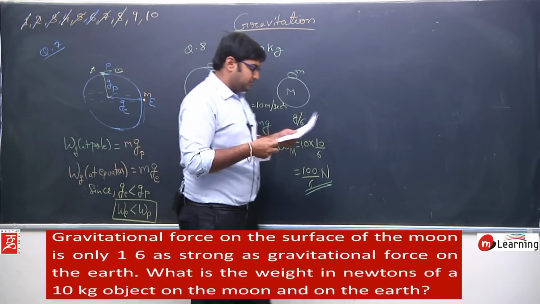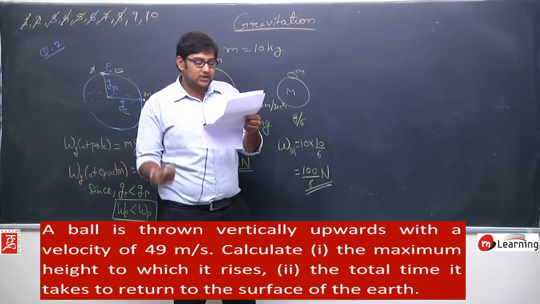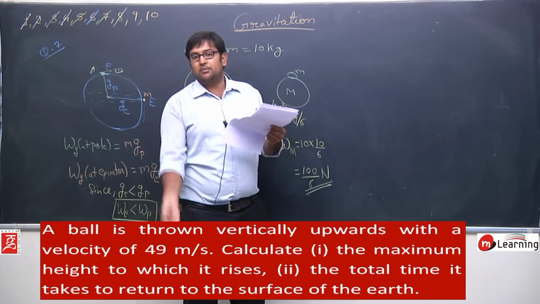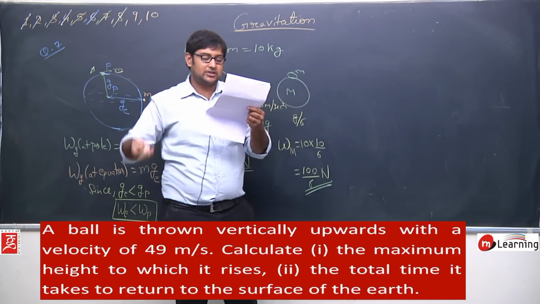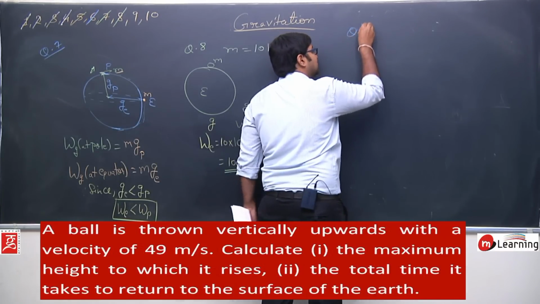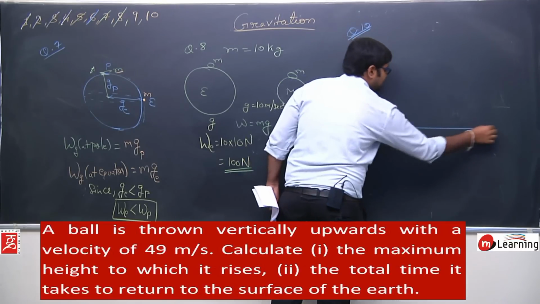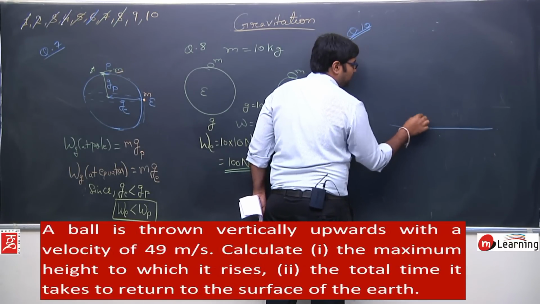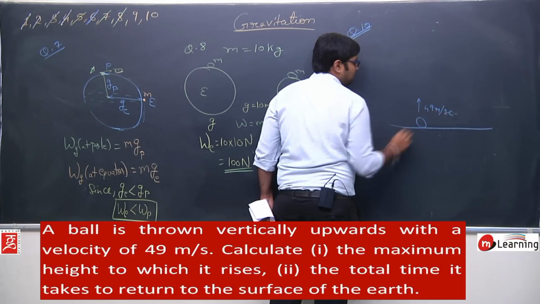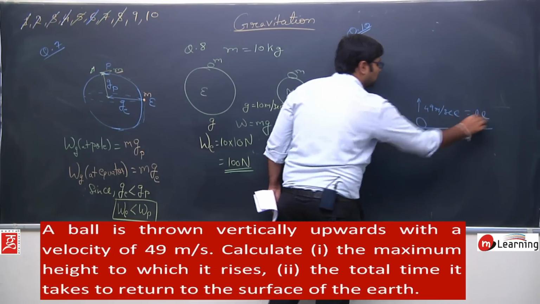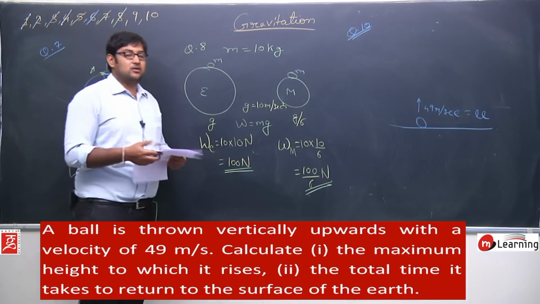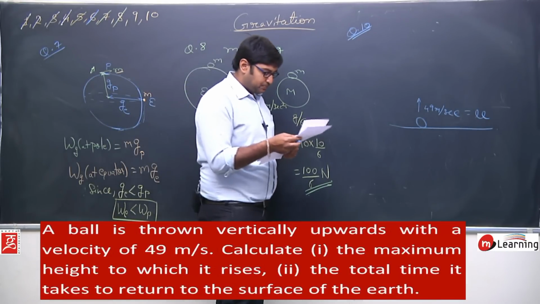Now moving to the next one: a ball is thrown vertically upwards with a velocity of 49 meters per second. So what I am doing is basically throwing a ball up with a velocity of 49 meters per second. To imagine the situation, let us draw a simple diagram. Let us say this is the ground and this is a ball which is thrown upwards with a speed of 49 meters per second. We call this velocity u, that is the initial velocity which we have learned in the chapter on motion.